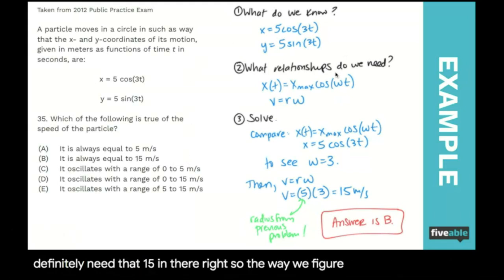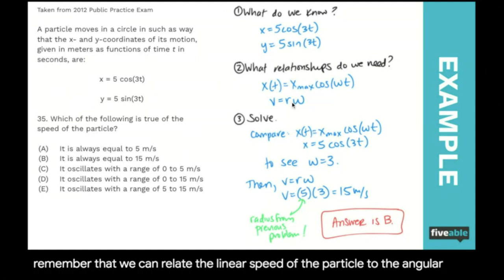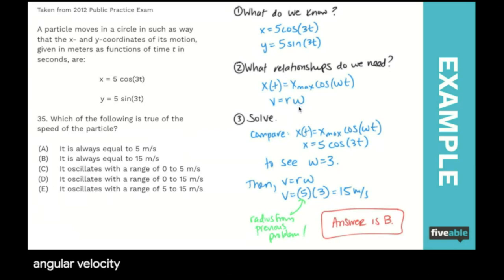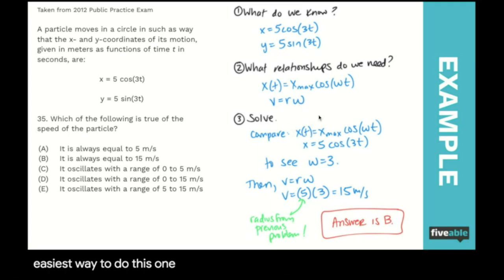The way we figure this out is we remember that we can relate the linear speed of the particle to the angular velocity, angular speed, with this v equals r times omega equation. The easiest way to do this one is to just pull out the 3 from the original equations as your angular velocity, and then relate it to the linear velocity by multiplying by the radius.